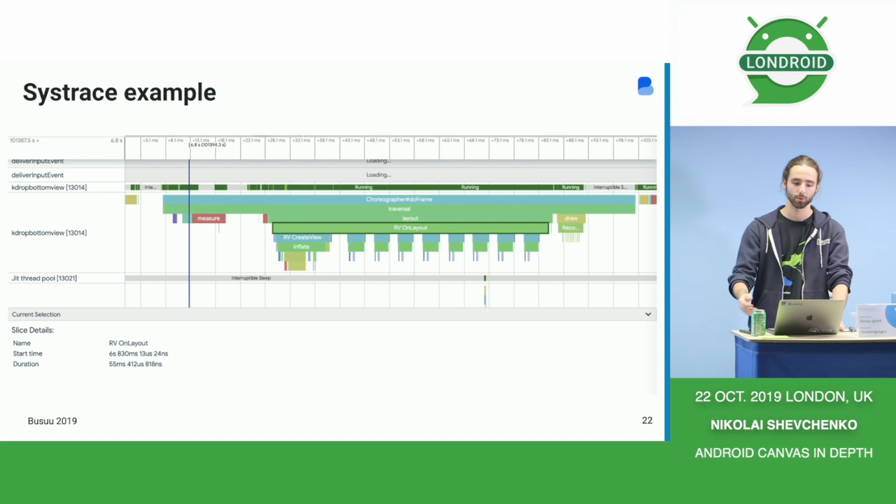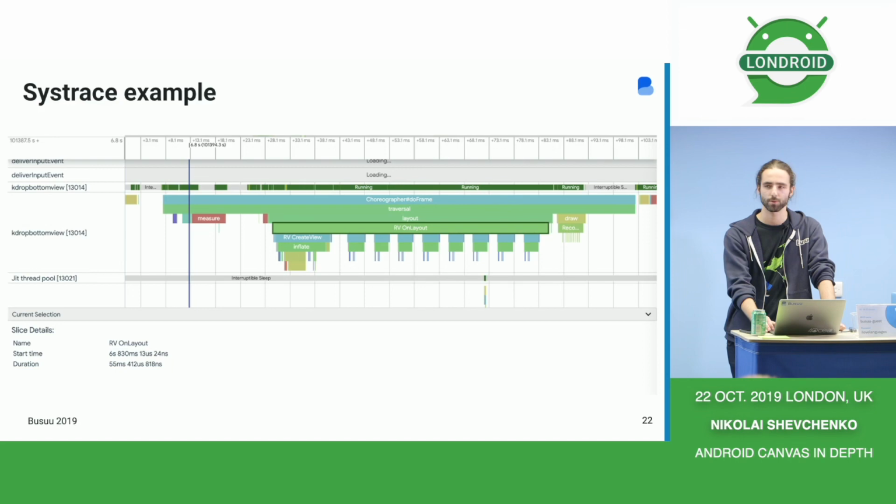But mainly, if we click on this slightly bottom RV on layout, which basically means RecyclerView on layout, we start seeing the different details at the bottom. We see that this duration was 55 milliseconds, and 16 milliseconds is one frame. We're basically dropping 4 frames as soon as we start the app.